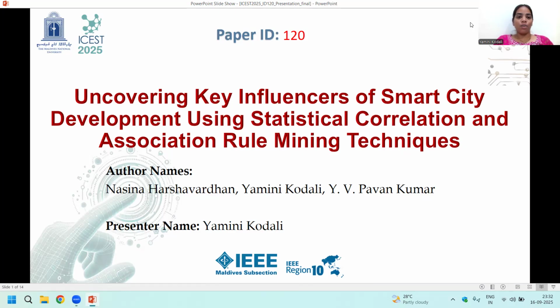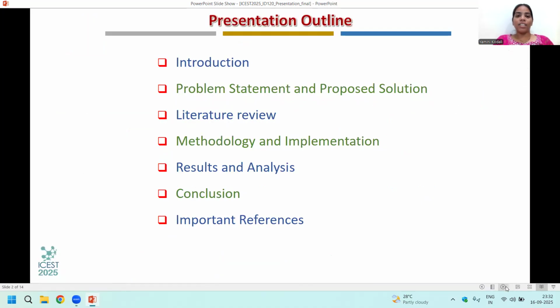And my title over here is Uncovering Key Influences of Smart City Development Using Statistical Correlations and Association Rule Mining Techniques. In this session, I'm going to cover topics like introduction, problem statement, proposed solution, literature review, methodology and implementation, result and analysis, conclusion, and important references.